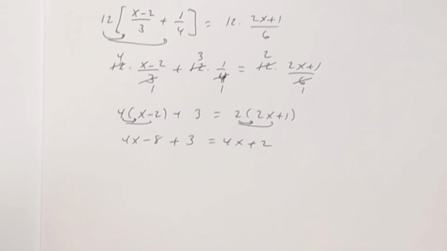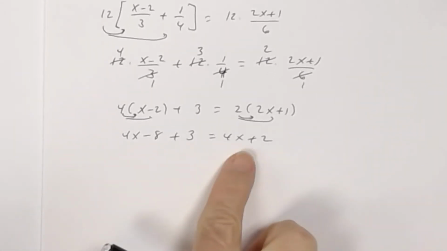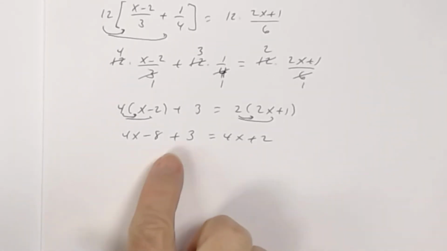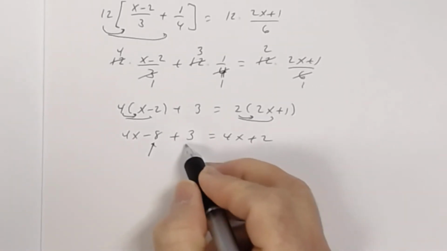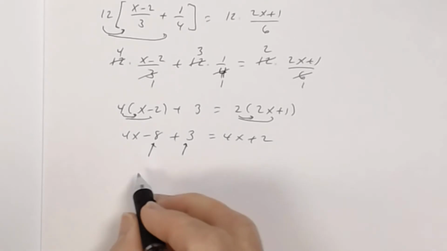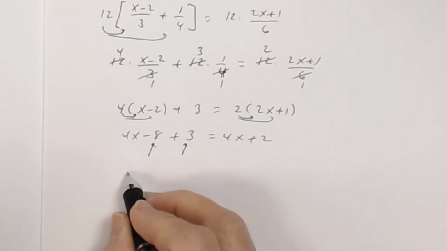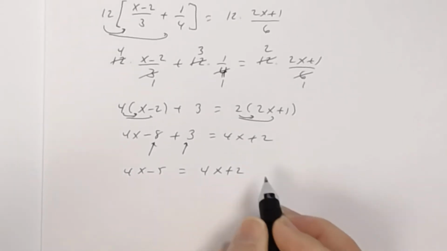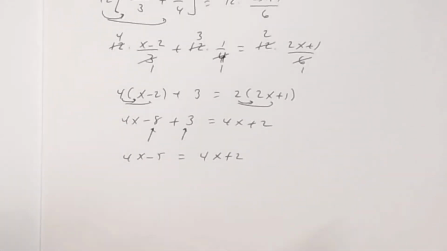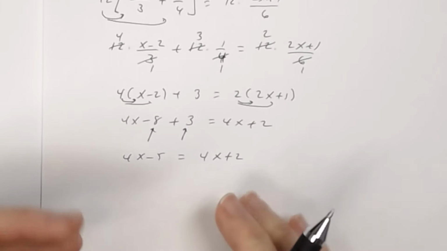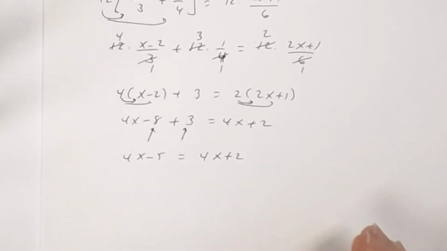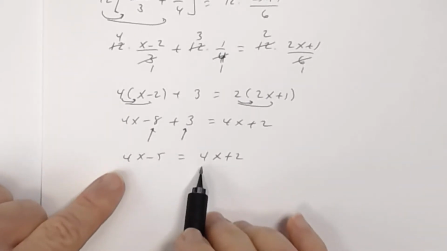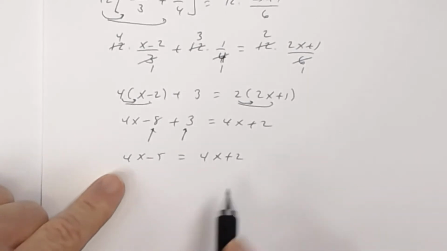Now, on the left side, I can combine like terms. There aren't any like terms on the right side, but there are on the left. So your constants, a negative 8 and a positive 3 is a negative 5. So this left side becomes 4x minus 5 equals 4x plus 2. Okay, now, what happens here is this. And I did not mean for this problem to do this, but it did. So we have to deal with what I originally gave you.